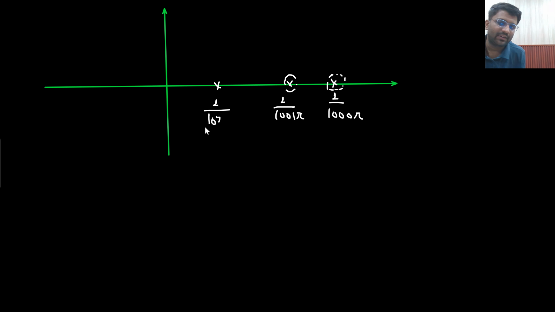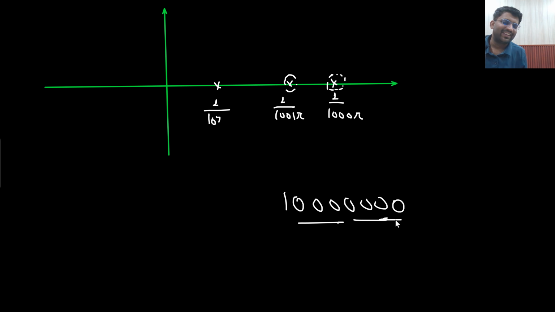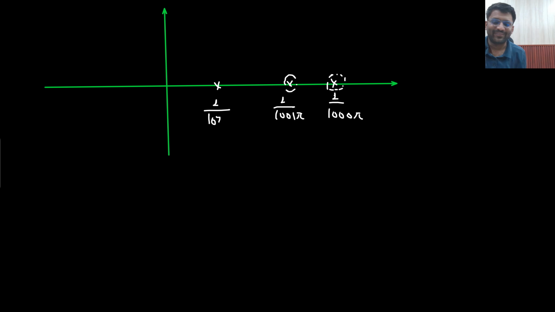Let us say 1 by 10 to the power 7. What is the meaning of 10 to the power 7? 0 times. Sorry, 7 times. 1 by 10 to the power 7 pi. 10 to the power 7 pi means 7 times.